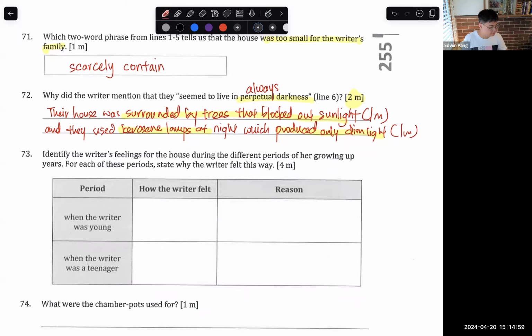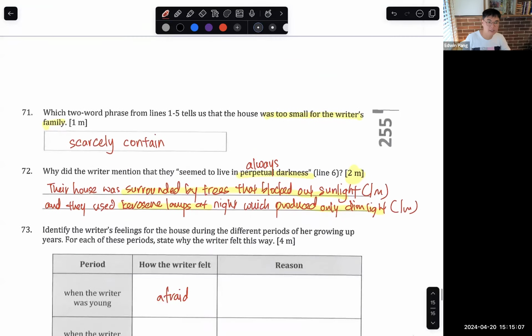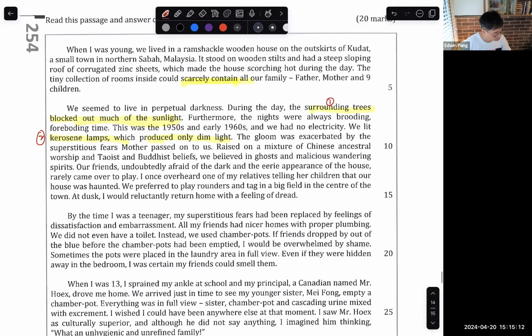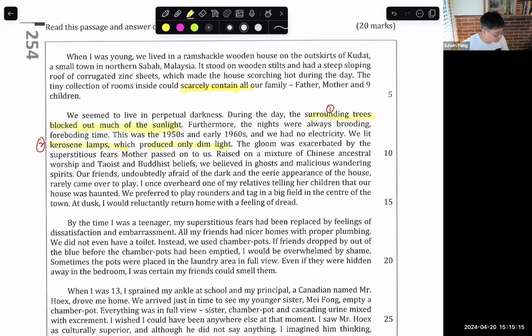Next one. So how did the writer feel when he was young? He felt afraid. Over here, superstitious fears. Can you see here, superstitious fears? So there's this idea about ghosts and malicious wandering spirits and the eerie appearance of the house. All of these factors combined give us the idea that the author was quite afraid or not comfortable with living in that house.